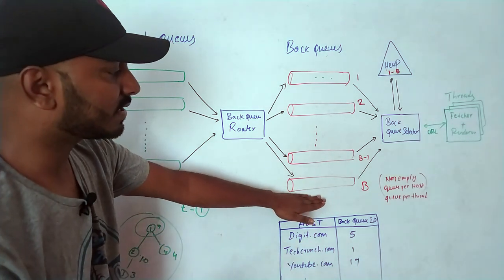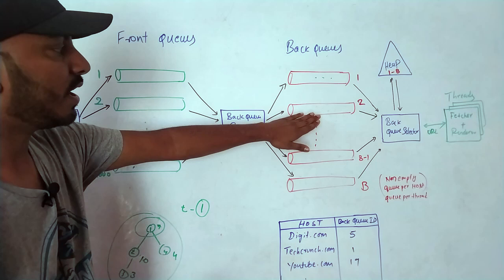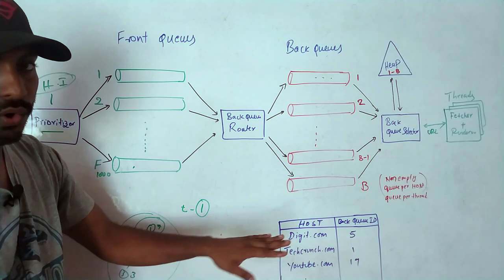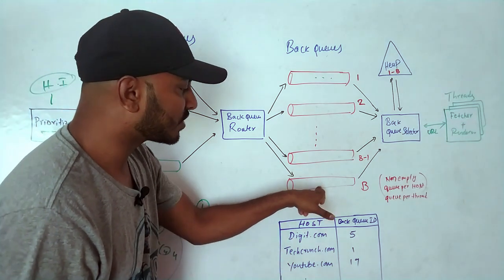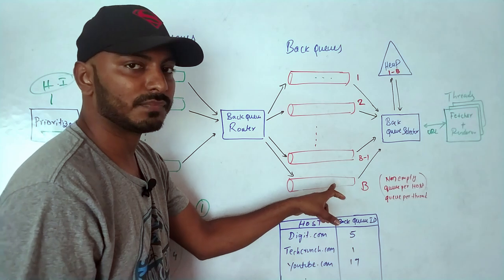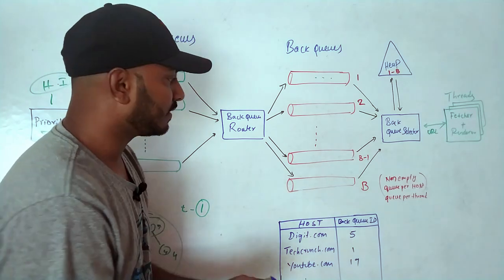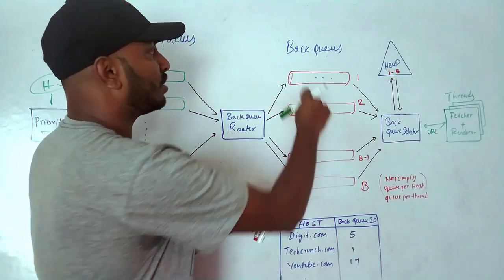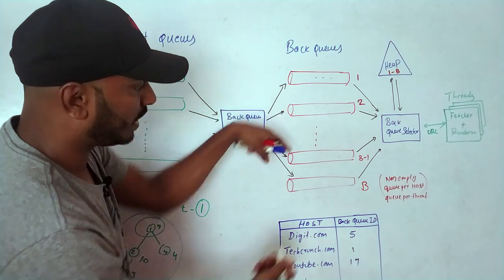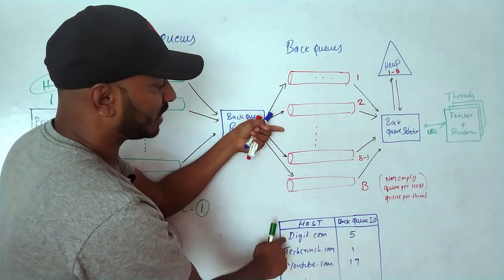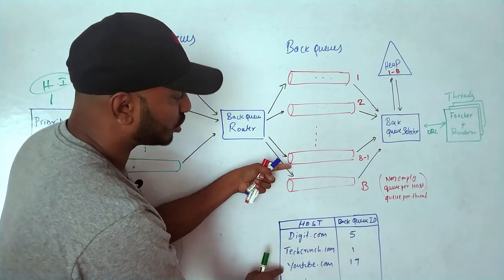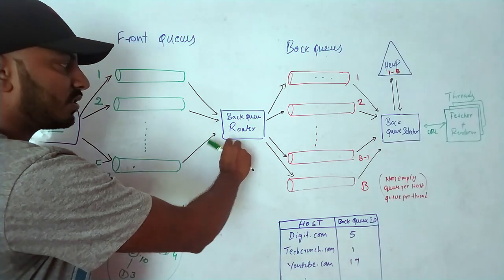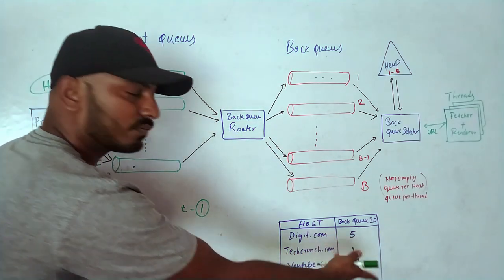The only key criteria of this, as I mentioned, is that it should always be non-empty, with one queue per thread and one queue per host only. At no time should we have mixed, heterogeneous URLs inside a host back queue. That means this is always designated, say, queue one is always TechCrunch, and this queue can contain only URLs from techcrunch.com. The fifth queue, maybe in the middle, will always contain only URLs from digit.com. The 19th queue should always contain only URLs from youtube.com. Once it becomes empty, the back queue router will fill from a different URL and change that to a new hostname.